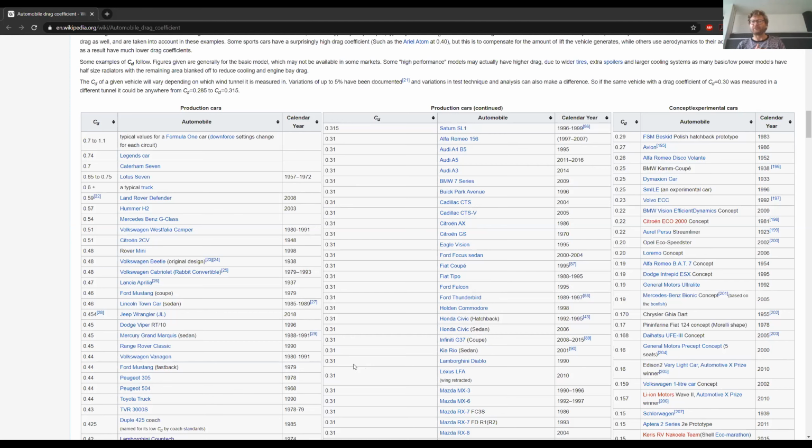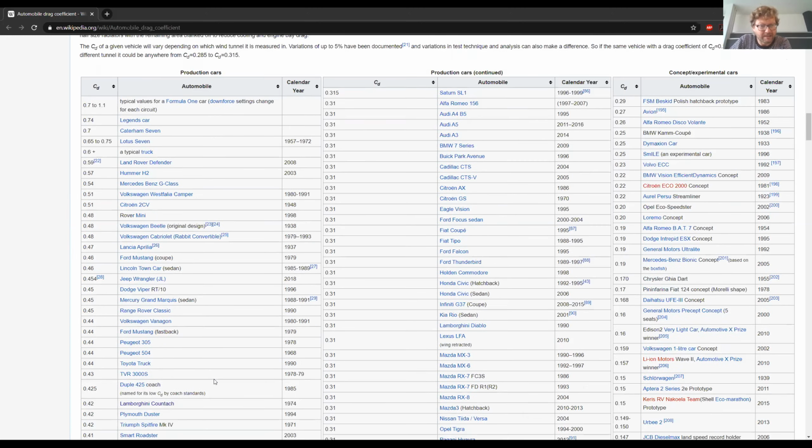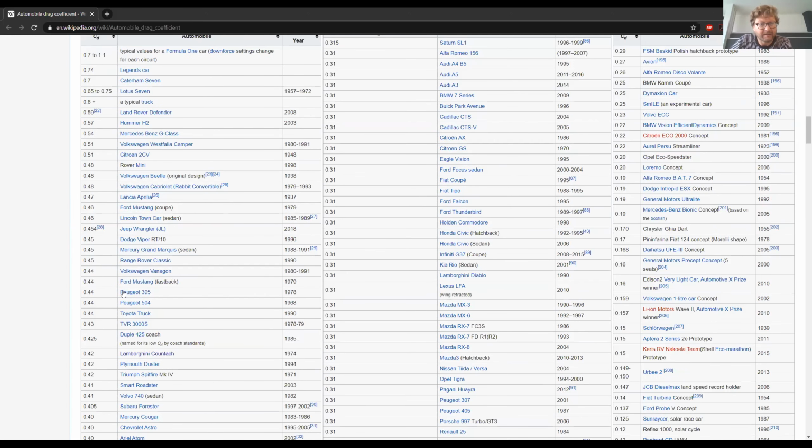However, I hope that with what I just said in the last 5 minutes, you can appreciate that a drag coefficient by itself does not tell the whole story. Let's look at an example of what I mean. Let's take, which car do I want to take?